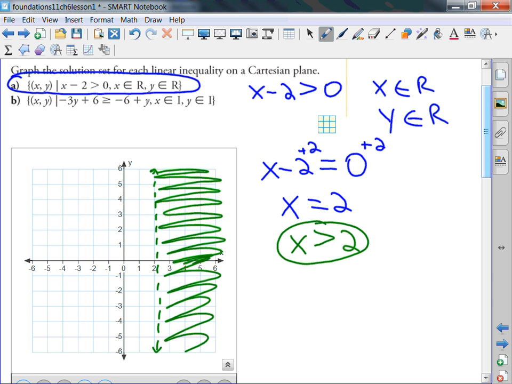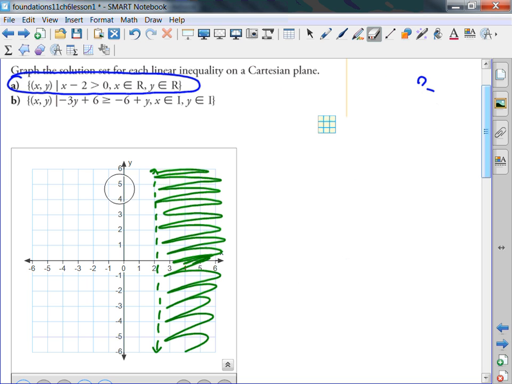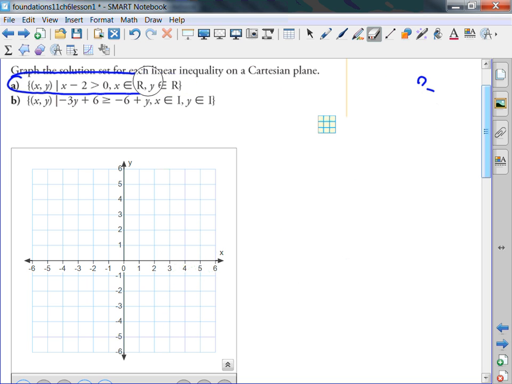So that's A. Now we can take a look at B. The same idea for B. We can filter through the information that we need. This just tells us that x and y are the two variables we're going to have. Here is the inequality, and it tells us that x and y are elements of the integer system.